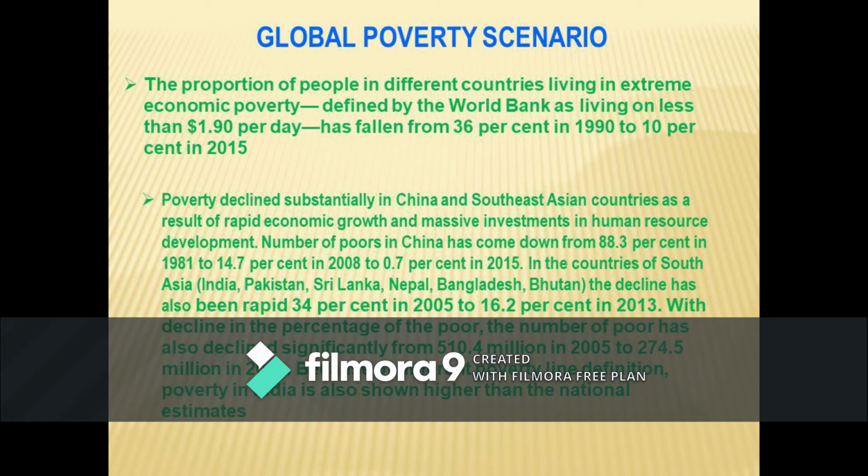Next, poverty declined substantially in China and South Asian countries as a result of rapid economic growth and massive investment in human resources development. The number of poor in China has come down from 88% in 1981 to 14.7% in 2008 and now 0.7% in 2015. In the countries of South Asia, that is India, Pakistan, Sri Lanka, Nepal, Bangladesh and Bhutan, the decline has also been rapid, 34% in 2005 to 16.2% in 2013.